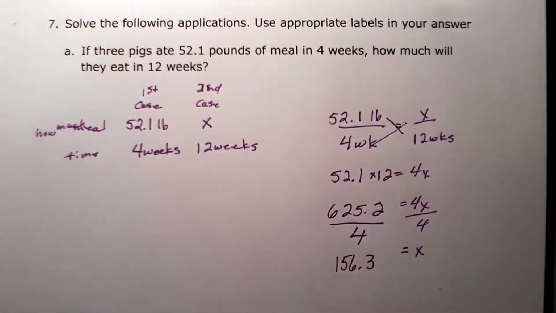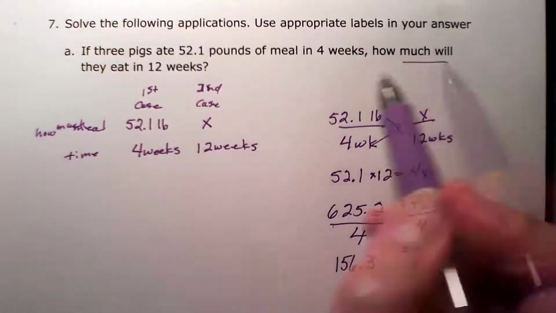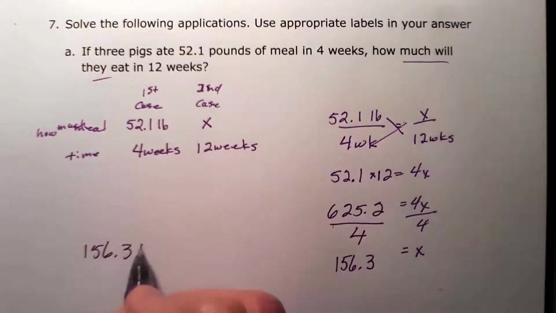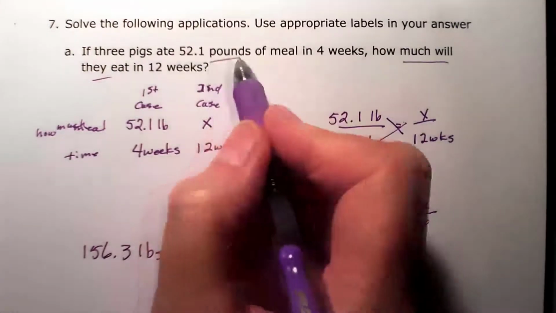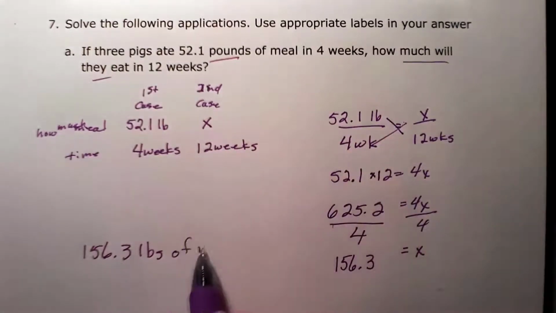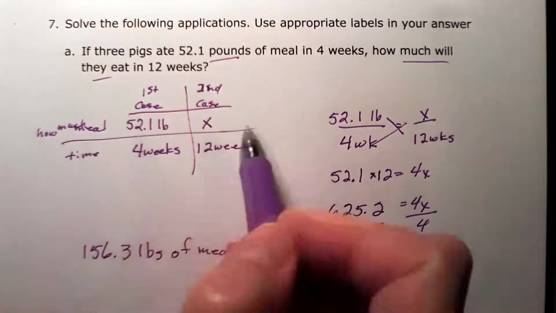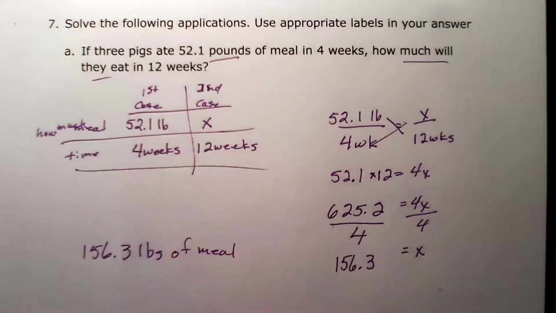So that's the number, but the answer is, we're saying how much will they eat? So I should say 156.3 pounds. That's the abbreviation for pounds of meal. So by setting up a little chart, and you might want to put lines in there so you can see more clearly what you're doing, you can make sure that you are setting it up properly.